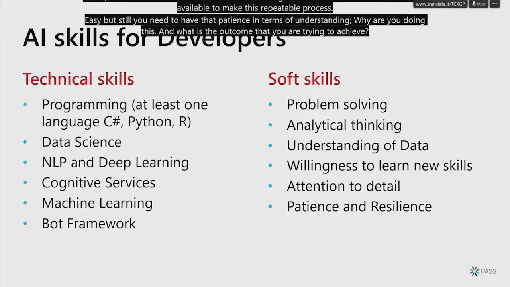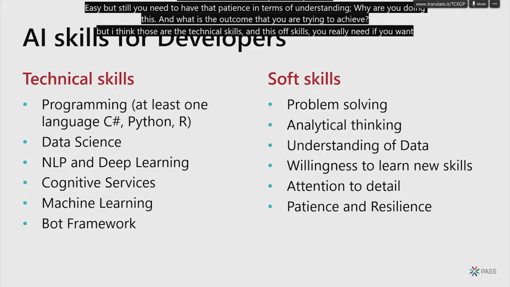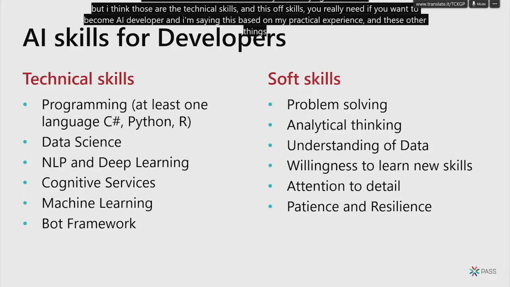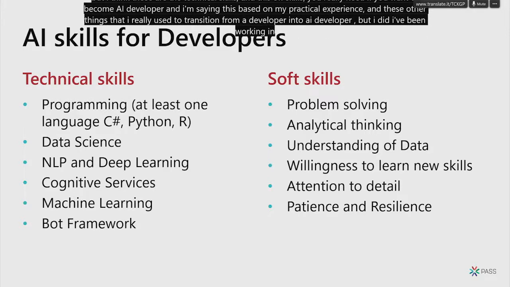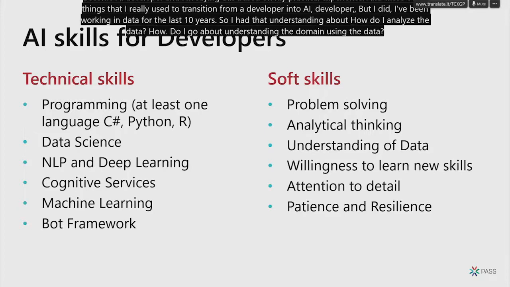Great. I think these are the technical skills and the soft skills you really need if you want to become an AI developer. I'm saying this based on my practical experience, and these are the things I really used to transition from a developer into an AI developer. I've been working in data for the last 10 years, so I had that understanding of how to analyze data and how to understand a domain using the data. That really helped me to transition quite easily.